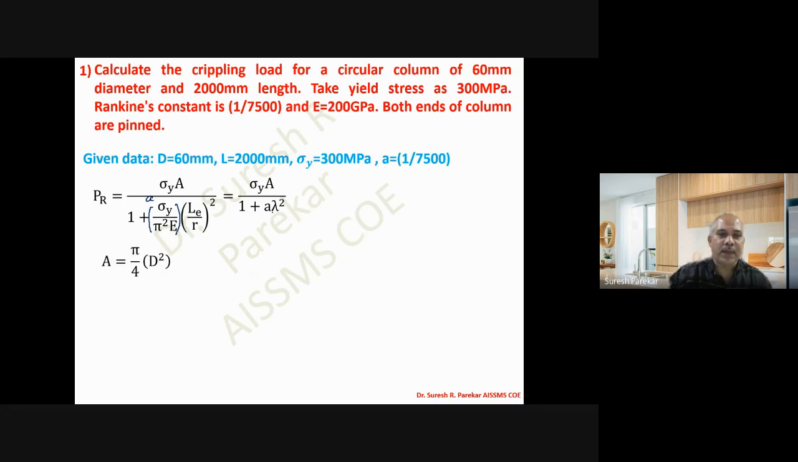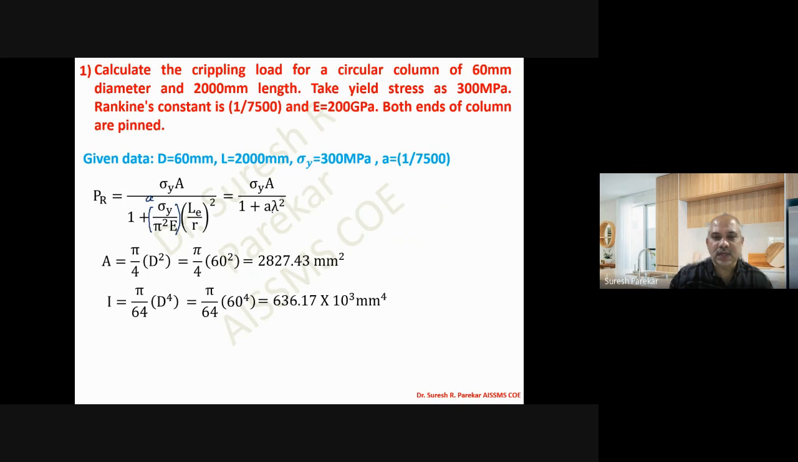Now A we have pi by 4 into d square. So pi by 4 into 60 square is 2827.43 millimeters square. Now I we have pi by 64 d to the power 4, that is pi by 64 into 60 to the power 4, that is 636.17 into 10 raised to 3 millimeter to the power 4. Then we will have r, that is radius of gyration, root of I by A, and we have this value 636.17 into 10 raised to 3 divided by 2827.43, and that comes to 15 millimeters, 14.999 something.